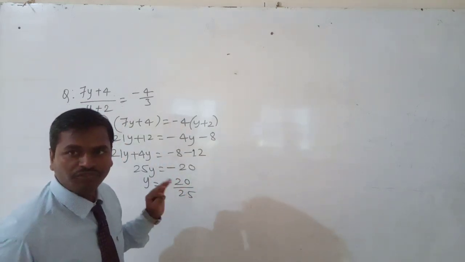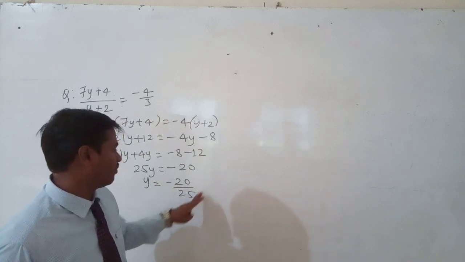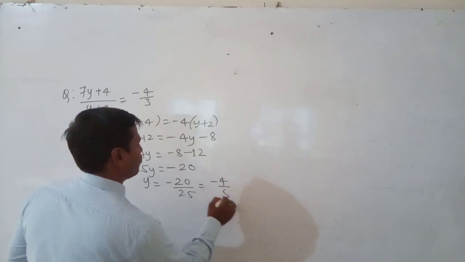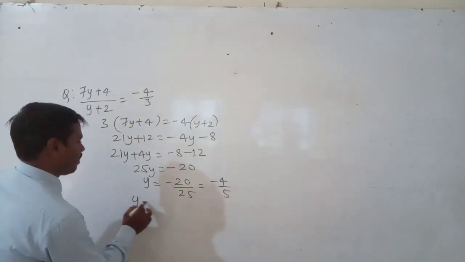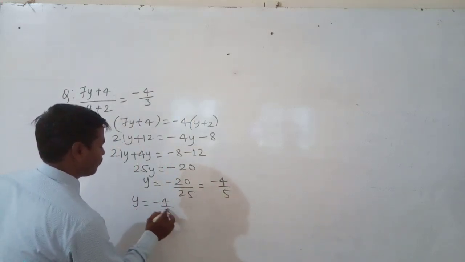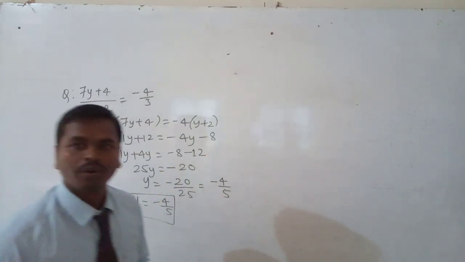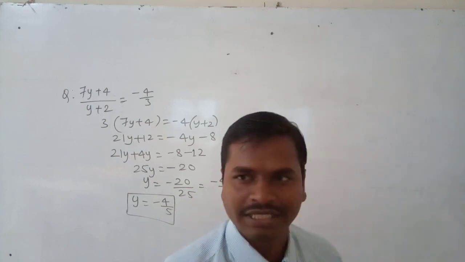You can cancel by the 5 table. 5 4s are 20, 5 5s are 25. Therefore, y equal to minus 4 by 5. Y equal to minus 4 by 5 is the answer.